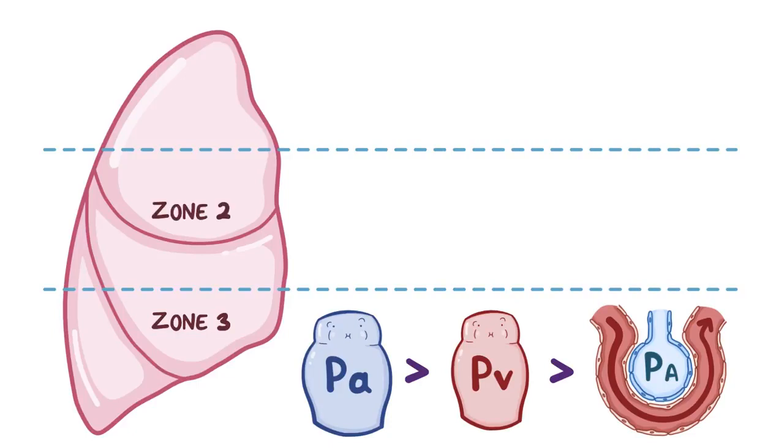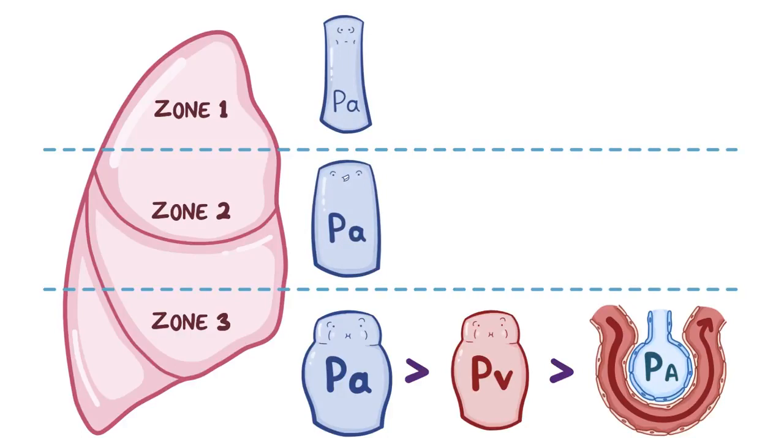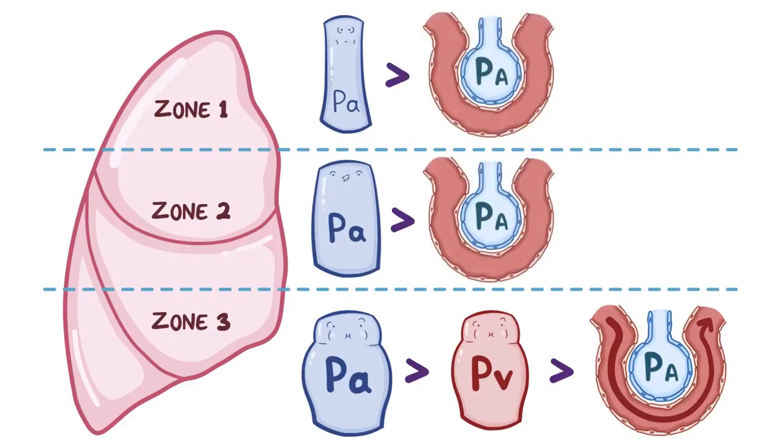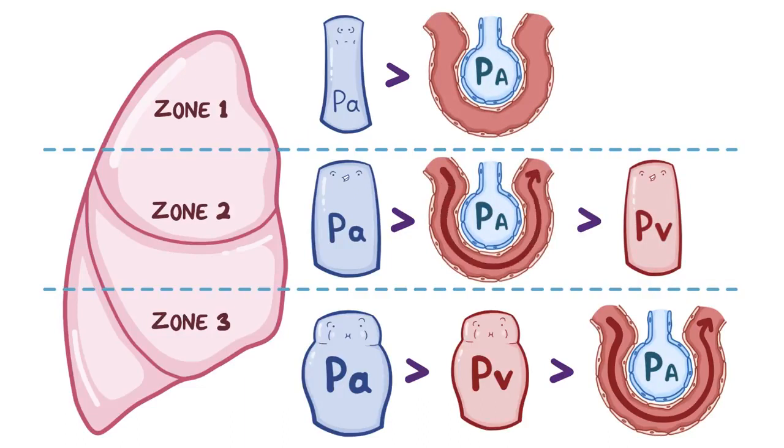In zone 2, in the middle to top, or apex of the lungs, pressure in the arterioles is higher than pressure in the alveoli, but pressure in the alveoli is higher than the pressure in the venules. In zone 2, as before, blood flows through the capillaries because of the pressure difference between the pressure in the arterioles and the venules. And also as before, the alveoli don't get crushed even though they're at higher pressure than the nearby arterioles.